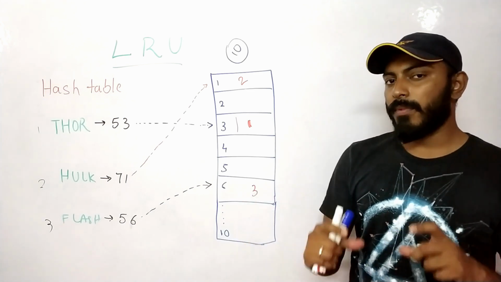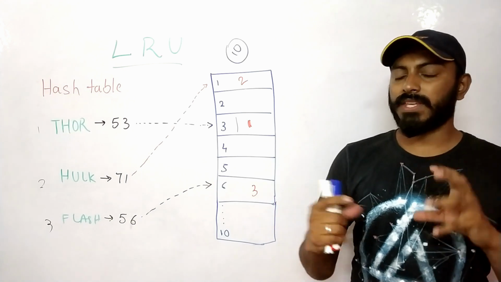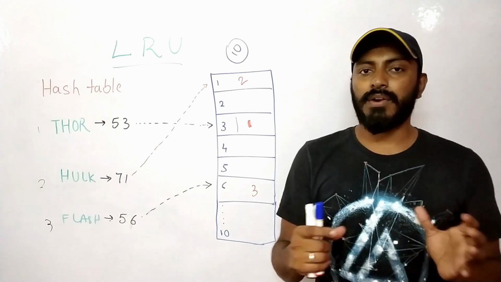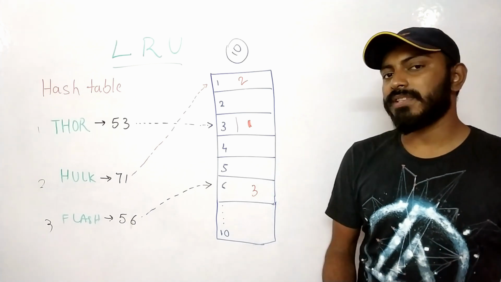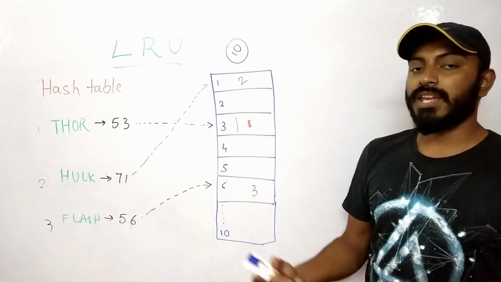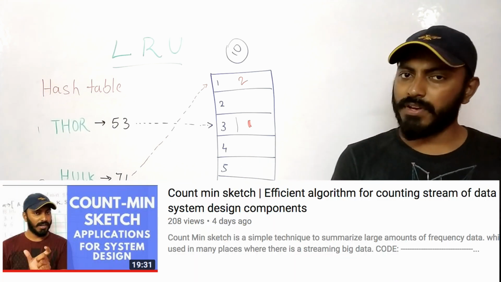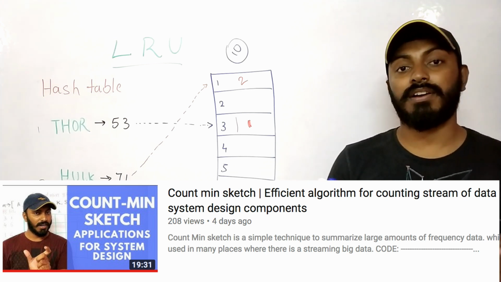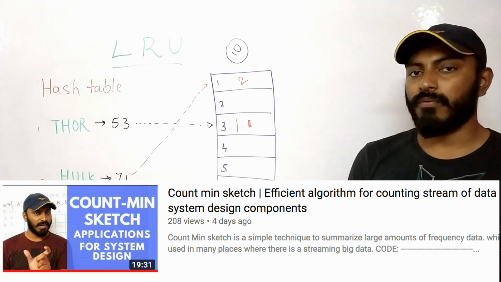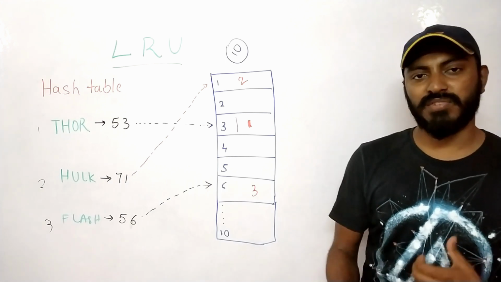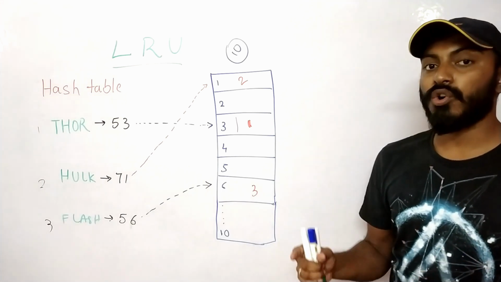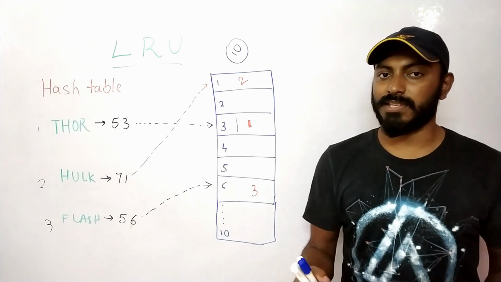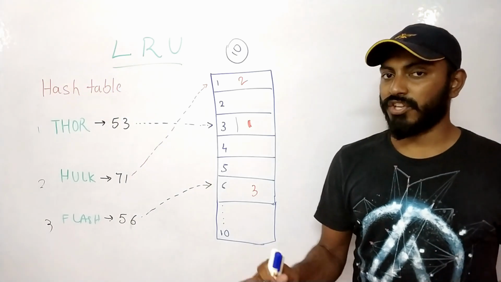LRU is the most used cache eviction policy because of its simplicity and it is simple to implement. But the problem with that is it just keeps a record of which was the least accessed or the most recently accessed key-value pair, but it doesn't count the frequency of access, or how many times each key was accessed. For that, there are other implementations which use Count-Min Sketch. I have already made a video on Count-Min Sketch on how we can efficiently calculate the frequency of any given key-value pair coming in at a much faster rate. Please go and watch that video to understand how we can use Count-Min Sketch to calculate the frequency with less memory, with less accuracy.